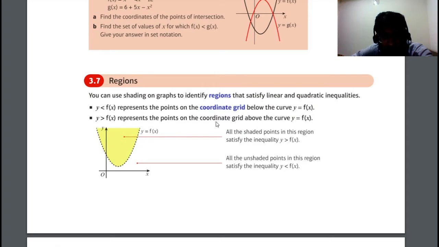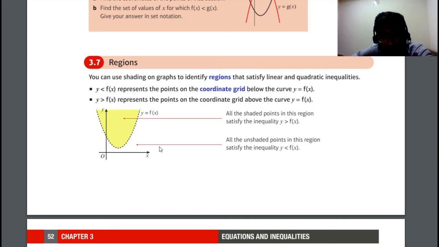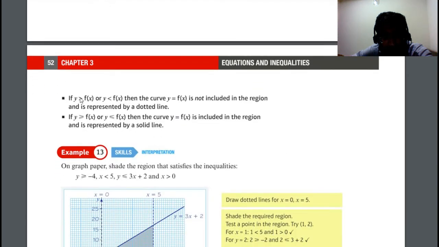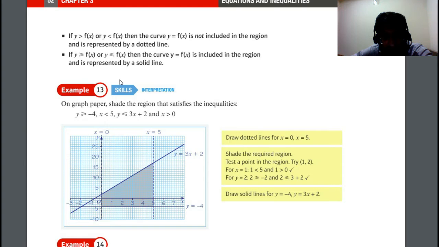These regions we have already discussed. Y greater than f of x is above this, y less than f of x is below this. Then the equal to part, we have already discussed this, if it's greater than or equal to, or less than or equal to.